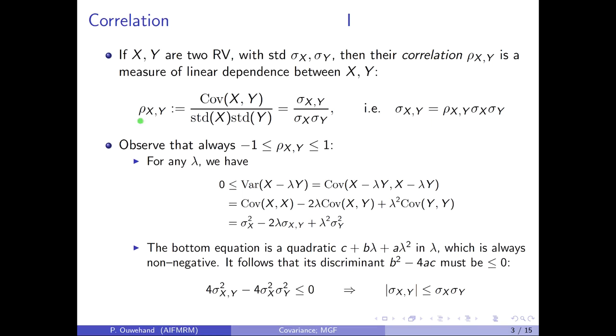Now, it is an important fact that correlation always lies between -1 and 1. Moreover, if the extremes are reached, i.e. if the correlation is either 1 or -1, then y will be a linear function of x.